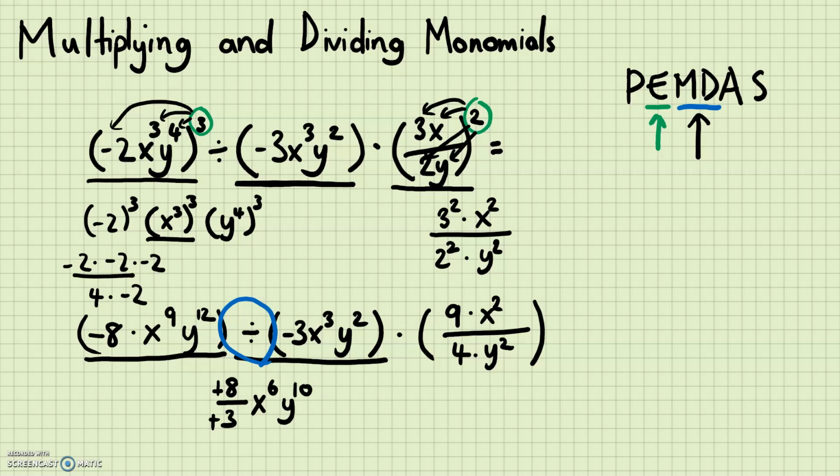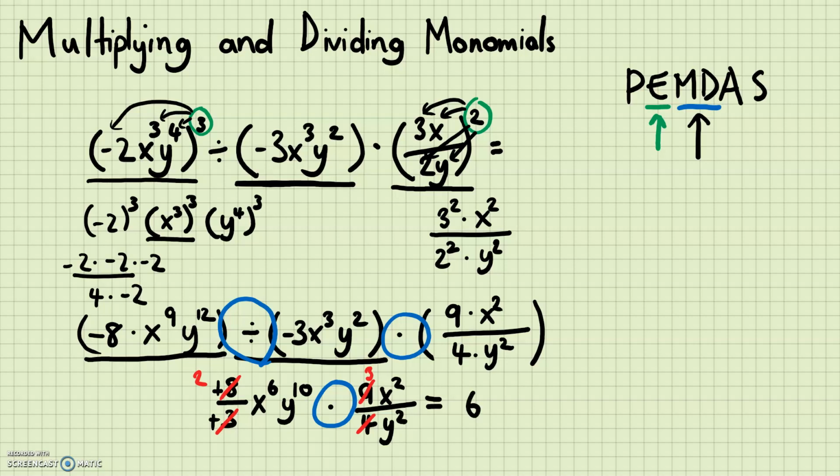Okay, so we've simplified our first section here, times 9x squared over 4y squared. Okay, now let's do our second part here. Let's look at the number part first. 8/3 times 9/4. Well, fortunately, all of these can cancel. So the 3 and the 9 cancel. The 4 and the 8 cancel. And we're just left with 2 times 3.